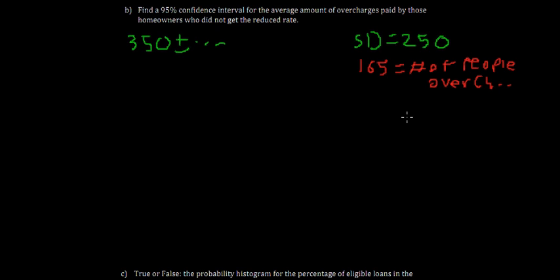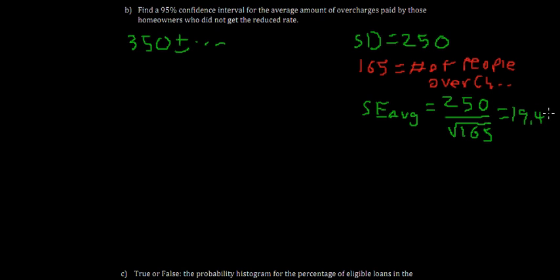So how do we compute the SE? Well, the SE of the average is 250, that's the SD, divided by the square root of 165, because this is the number of people in our sample who didn't get a reduced rate. And that is about 19.46.